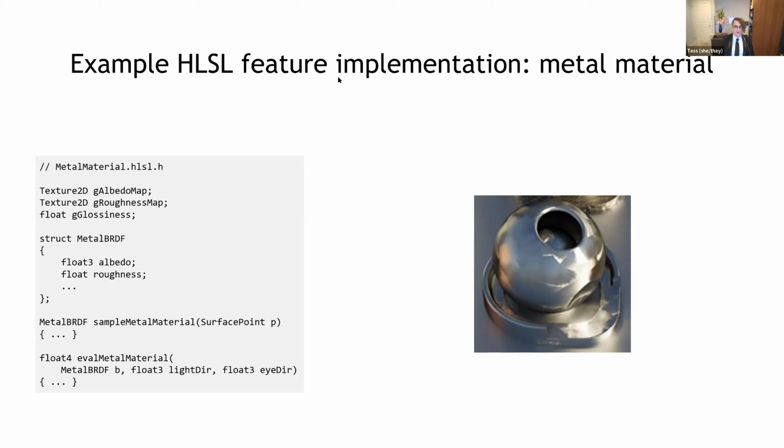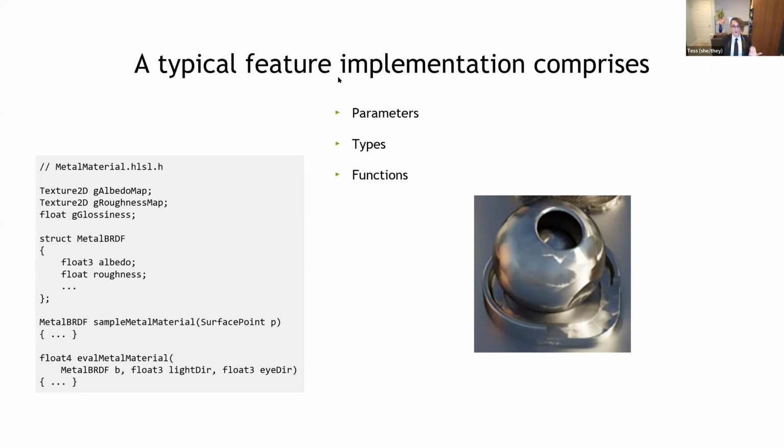And the important thing to note here is that pretty much every feature implementation that we're going to have in a renderer is going to have a few things in common. It's going to have some number of parameters that need to be communicated from CPU to GPU to describe some object in a scene. It has some number of types that it uses as part of its implementation. And then obviously it's going to have some number of functions that implement the actual operations that are part of that feature.